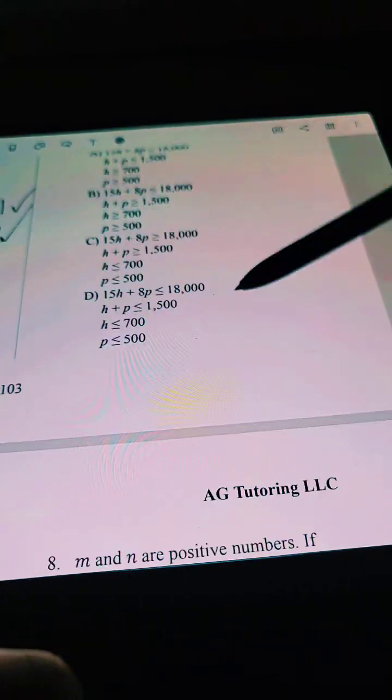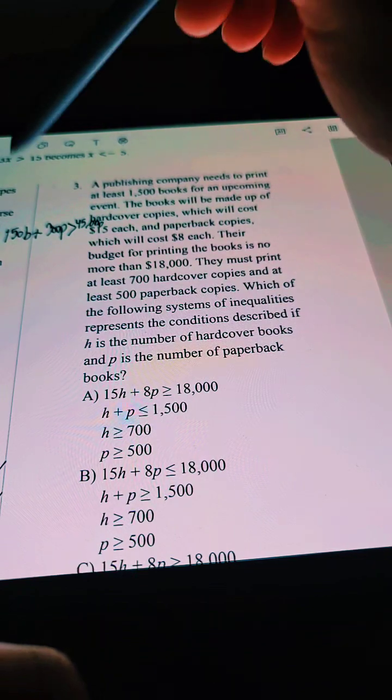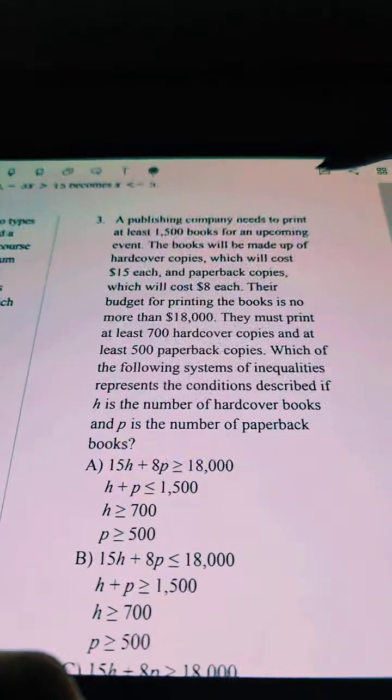Okay. So is there one down here? No, it's up here. Let me just erase this so it doesn't look all messy.